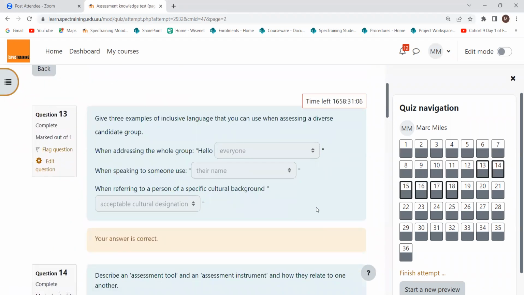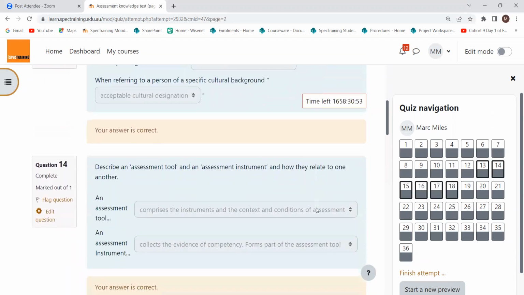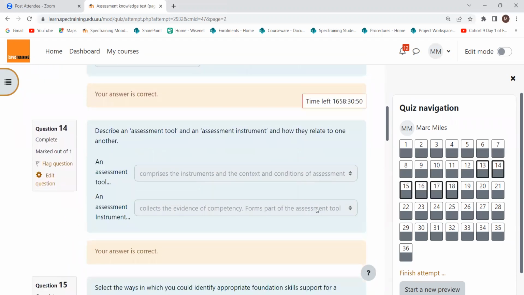Question 13, give 3 examples of inclusive language that you can use when assessing a diverse candidate group. All right, so we've got everyone, we've got their name and acceptable cultural designation. All right. Question 14 here, describe an assessment tool and assessment instrument and how they relate to one another. All right, assessment tool is the overarching document, and assessment instrument is the individual task or paperwork that you would require for that assessment method.